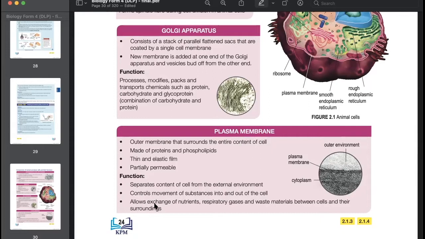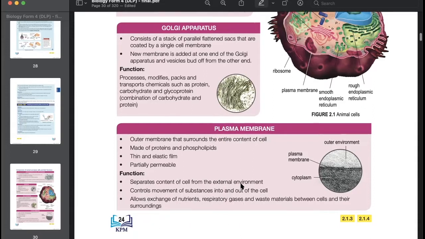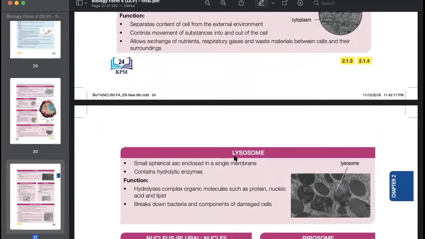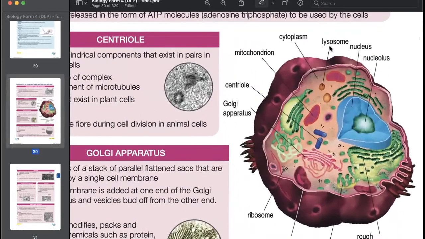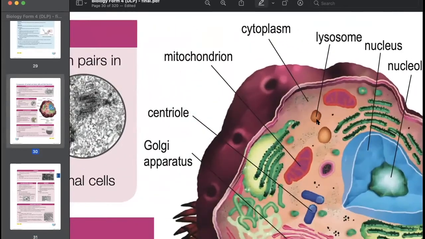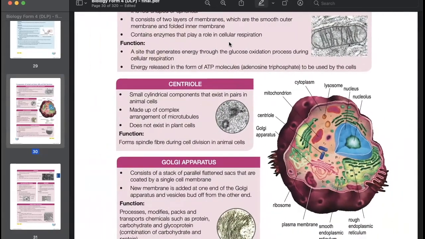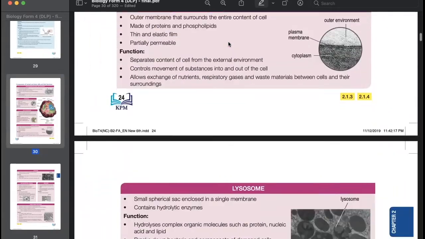And then allow exchange of nutrient, respiratory gases, waste material between cell and their surrounding. So macam cikgu cakap tadi lah. Okay, the next one, dia ada lysosome. Mari tengok mana lysosome ni. Ni lysosome ni. Ni cikgu besarkan ni. Macam telur ayam pula lysosome ni kan. Ada 2. 1, 2 ni lysosome ni. Okay, so lysosome. Okay, let's go down.